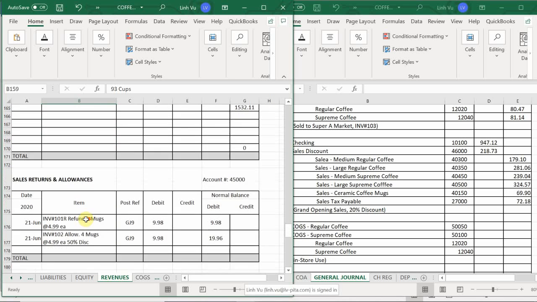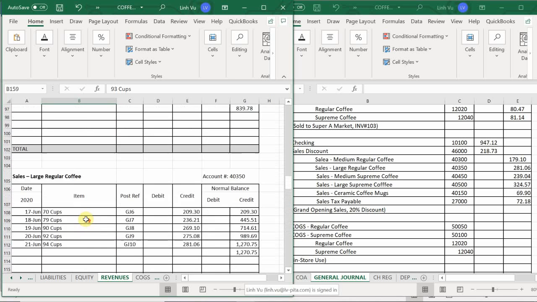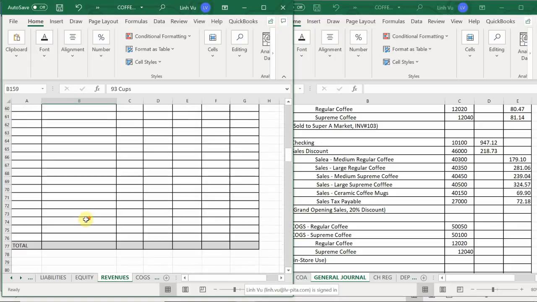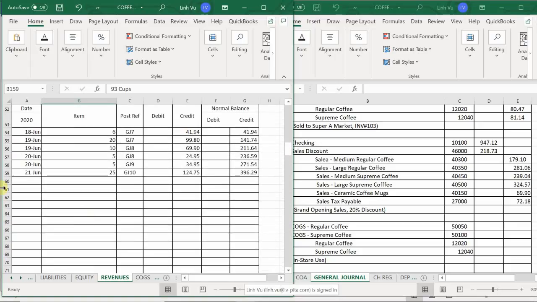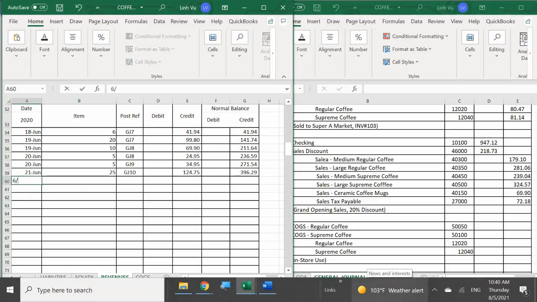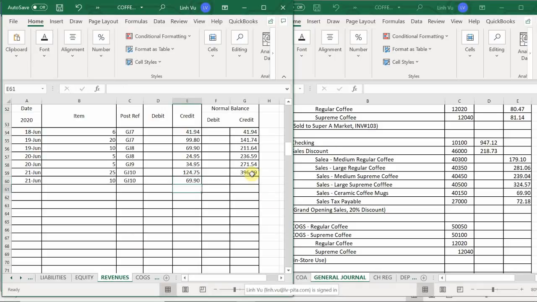Okay. And then we need to go back, I think, up to our mugs, right? Yes. Ceramic coffee mugs. Got it. We sold 10. General Journal 10 for $69.90, bringing our total to 466.19. Excellent.